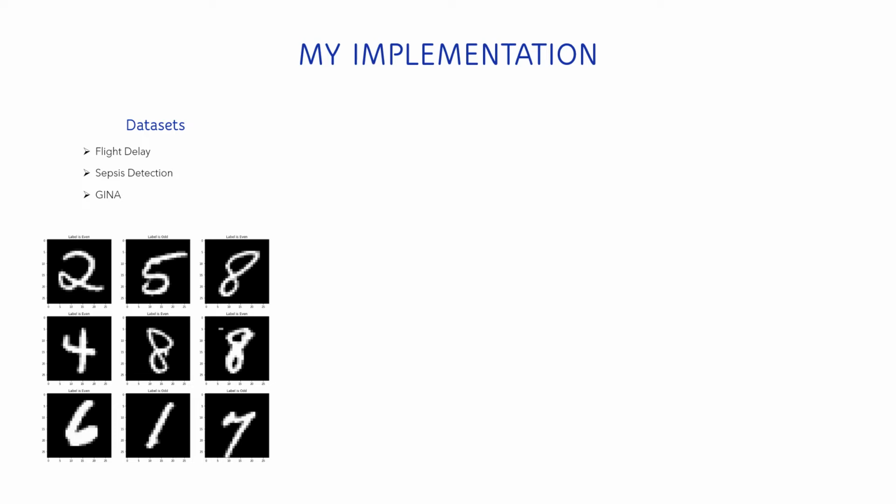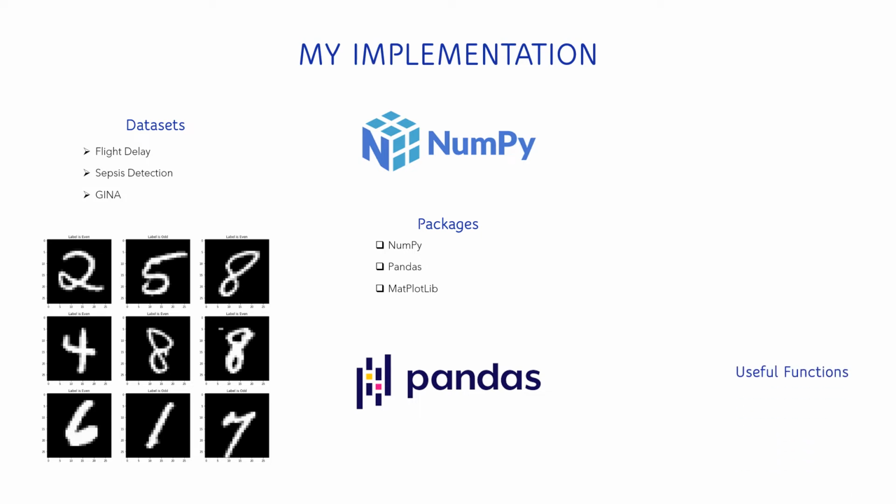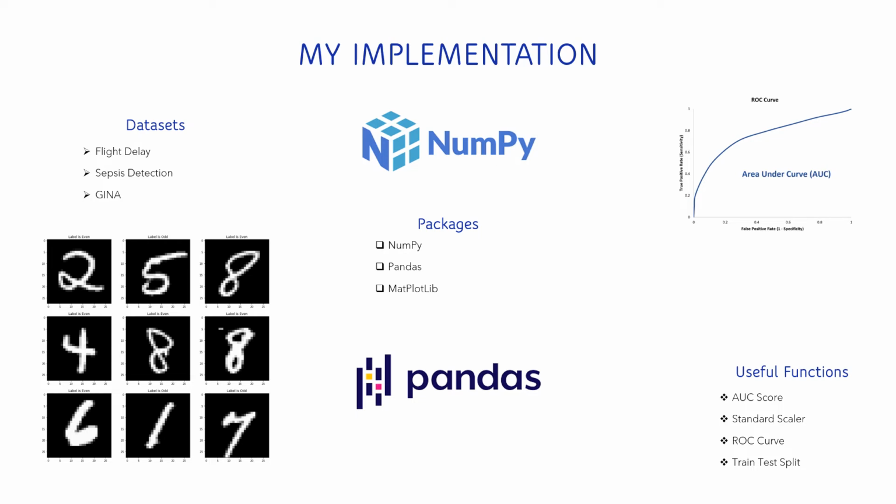As you can see, all these tasks are binary classification tasks, as mentioned in the previous slide. For this project, I will be using some basic packages such as NumPy, Pandas, or Matplotlib. Finally, some other useful functions I'm using are the AUC score, the standard scaler, the ROC curve, or the train test split, all from the sklearn module. The implementation was developed in a Google Colab session due to lack of memory and local resources.